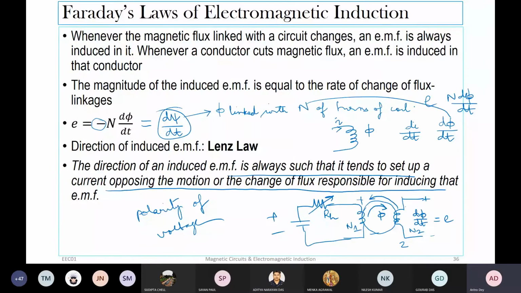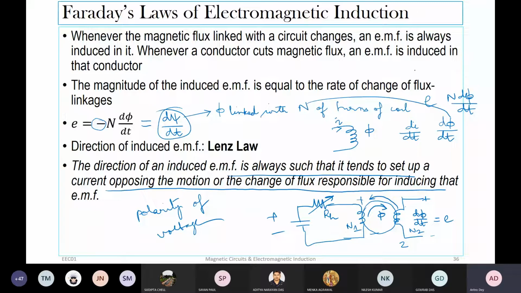Okay, let me repeat once again. I was discussing Faraday's law of electromagnetic induction, right? So what does electromagnetic induction tell you? Whenever there is a flux linkage with a coil in a circuit, and whenever there is a rate of change of flux, a variation in the flux, that will induce an EMF in that particular coil. That EMF can be produced either dynamically or statically.